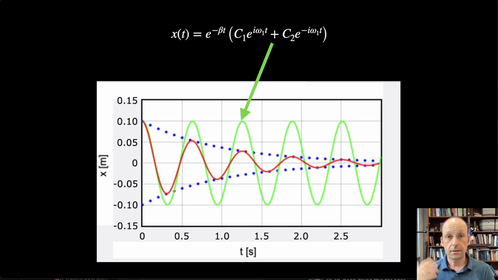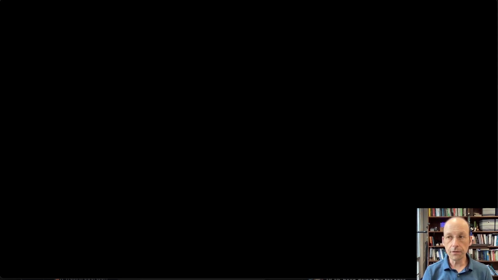That's just oscillating with the frequency omega 1. Easy. And then the dotted is the exponential decay term. So if I combine those two together, I get the whole solution, which is this damping curve. That's that. Okay. Fun stuff.